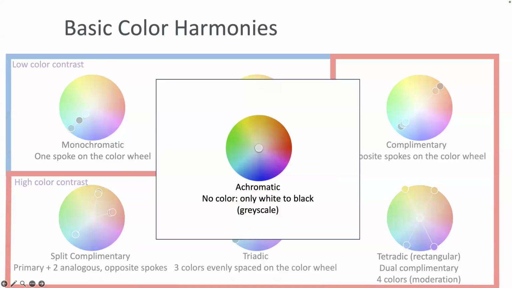And of course, you can't forget black and white as colors. Remember, that's the hub, the center of the color wheel, right? And black and white is an absence of color. It's actually called achromatic, not just monochromatic. So black and white is monochromatic, but not everything monochromatic is achromatic. So it's just a variation in the monochromatic harmony.